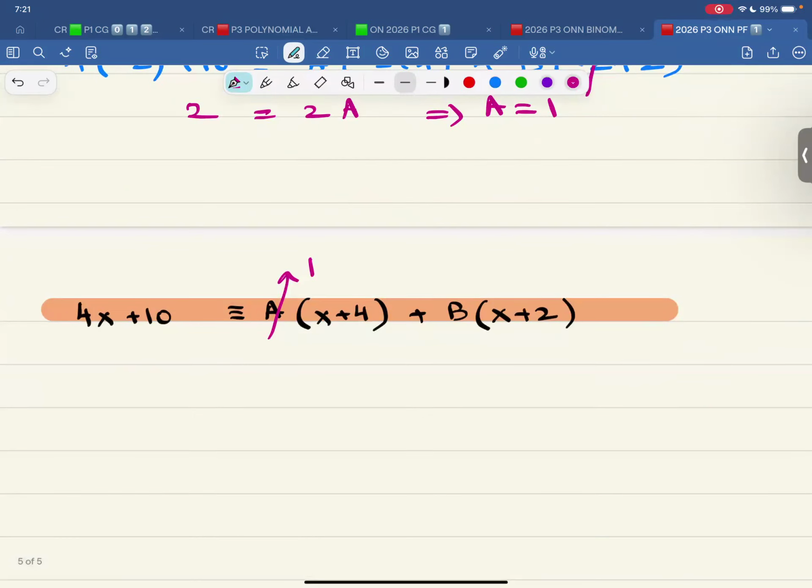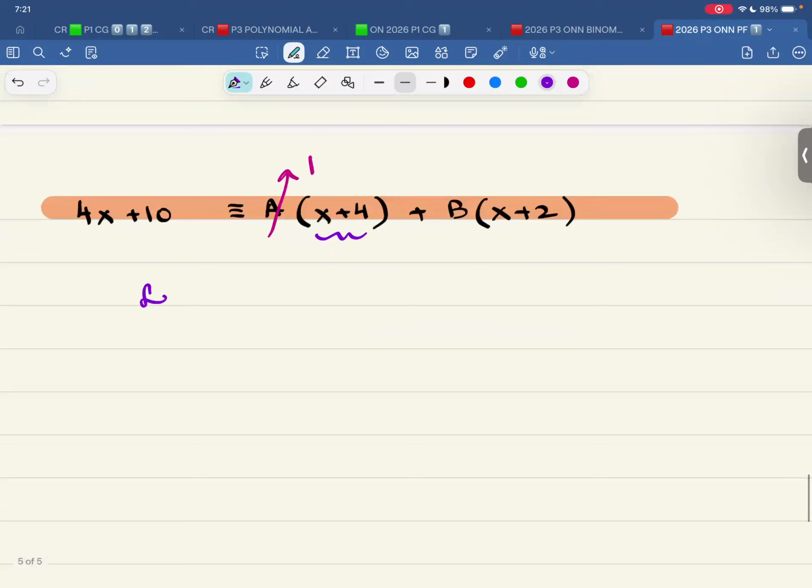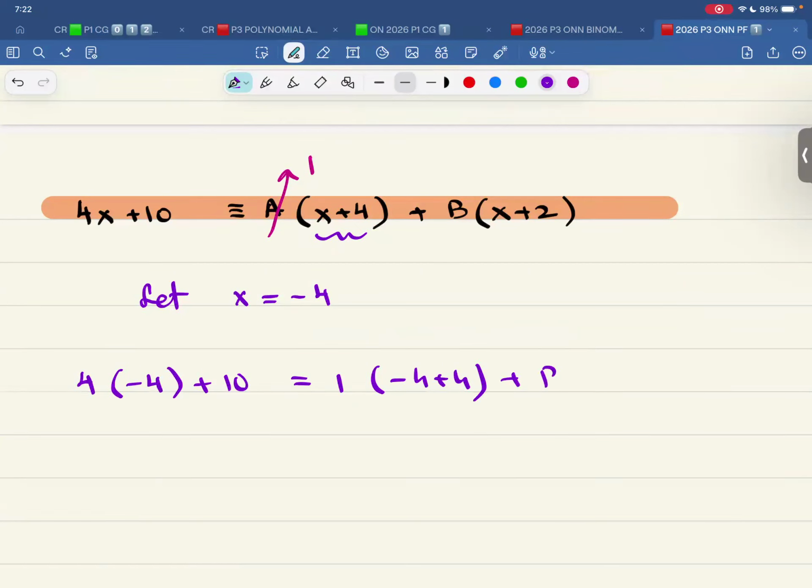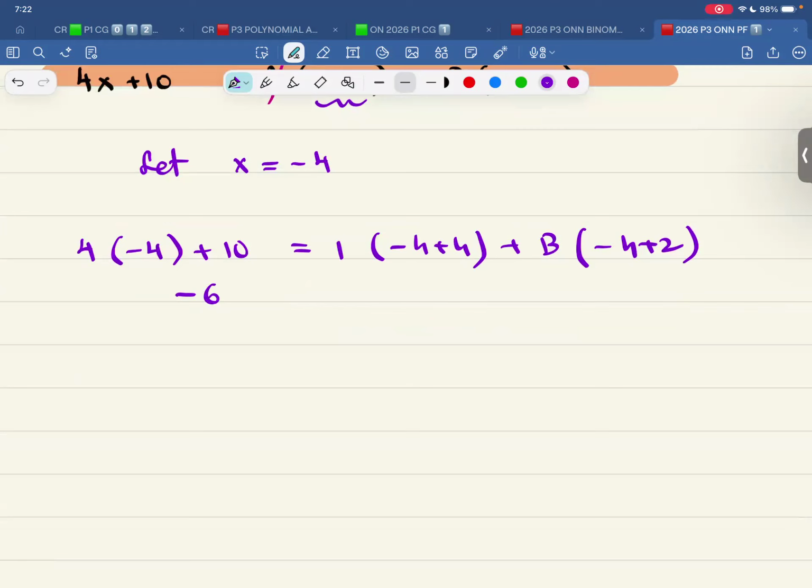Now choose any other value. Which value will make a disappear? So let x is equal to negative 4. So 4 times negative 4 plus 10 is equal to 1 times negative 4 plus 4, b times negative 4 plus 2. Negative 16 plus 10 is negative 6. This is 0. This is negative 2b. Therefore, b comes out to be 3.